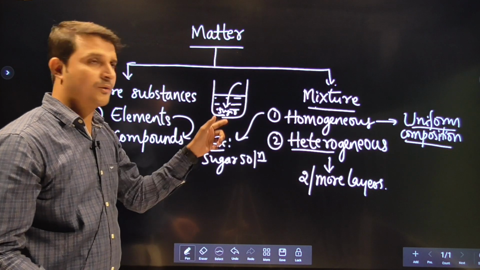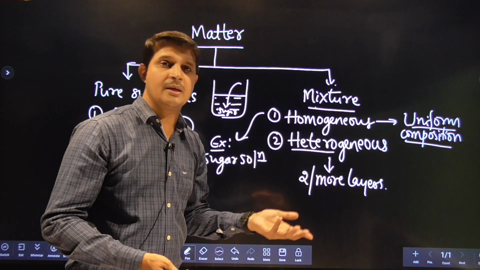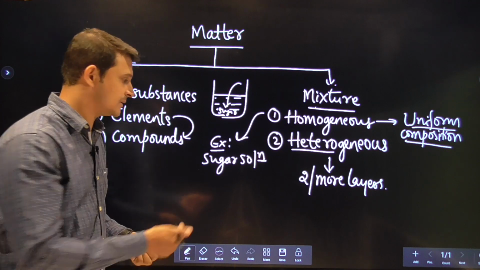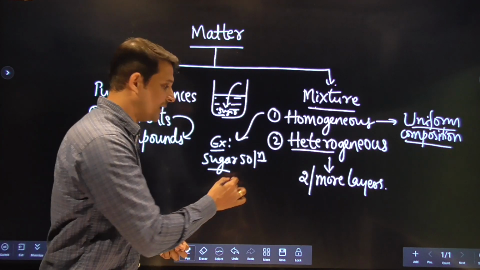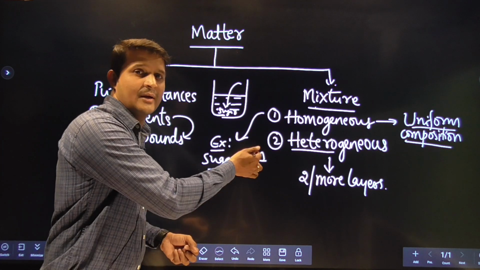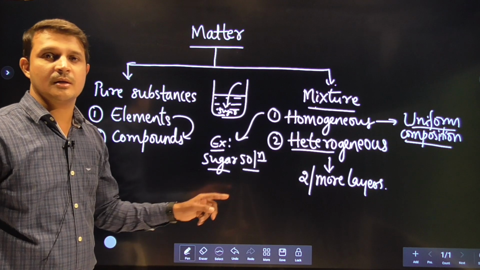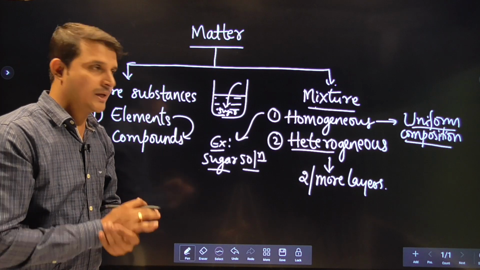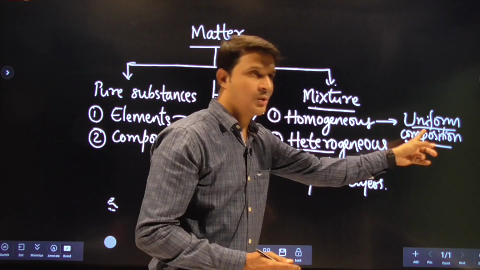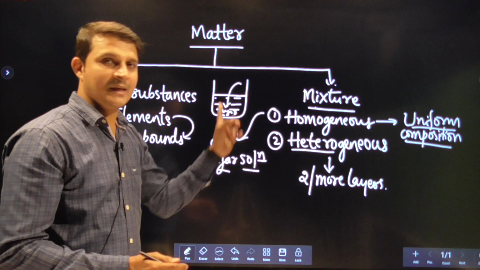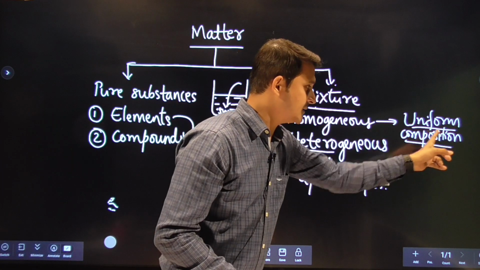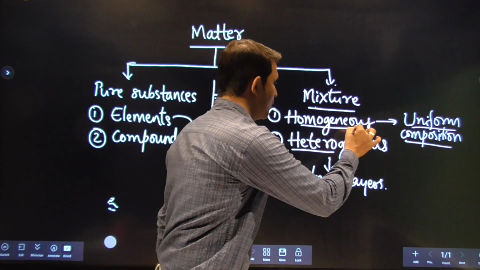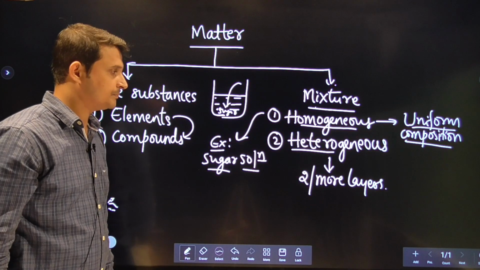We will not be able to find two layers or three layers, right? Here we have taken only two components. Which are the two components? One is sugar and the other is water. Sugar and water are mixed, giving rise to only one layer. So the layer is uniform, which gives rise to a homogeneous mixture.